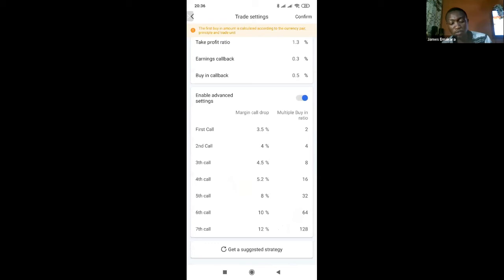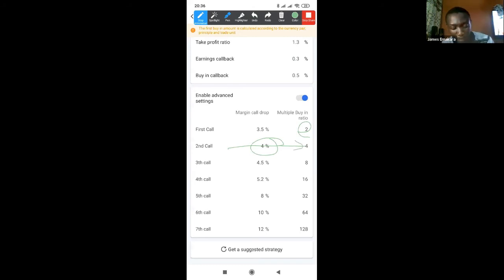So this is what we call martingale. This favors a lot of people that have a lot of money. So now, if you say you should open it in 2 places, that will be $20. Another condition, when it goes down by 4.4%, you should open it in 4 places. When it goes down by 4.5%, open it in 8 places. When it goes down by 5.2%, open it in 16 places, and so on and so forth.